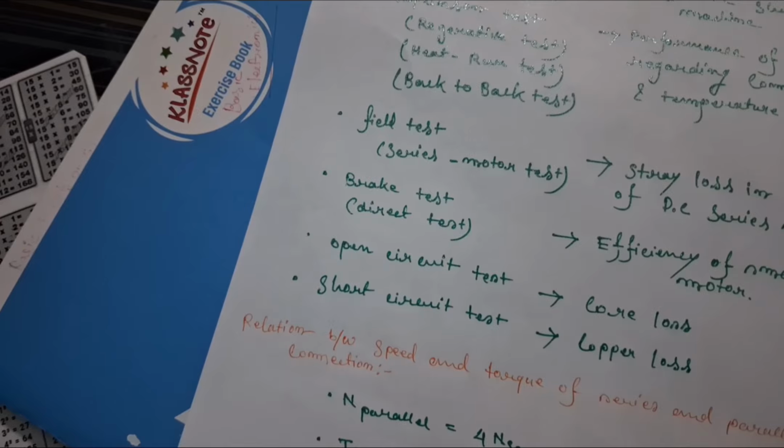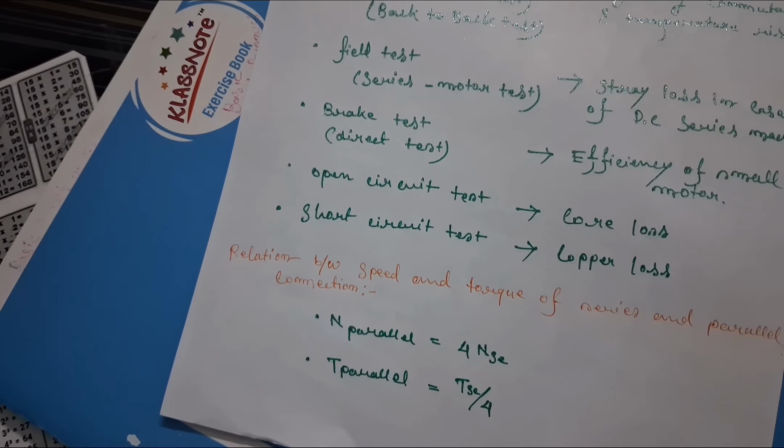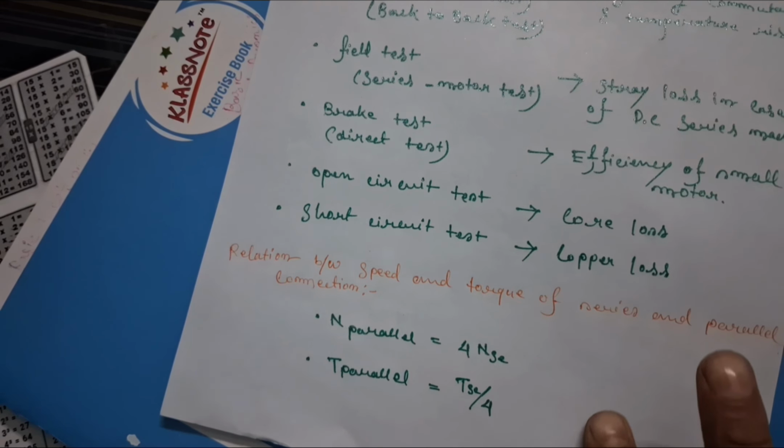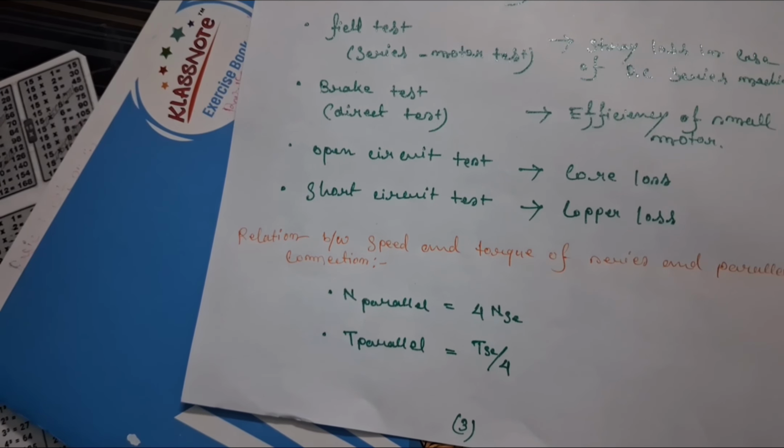Next, you have to remember the formula of relation between speed and torque of series and parallel connection. So, N parallel, speed in parallel, is equal to 4 times of N series. Next, T parallel is equal to T series divided by 4.